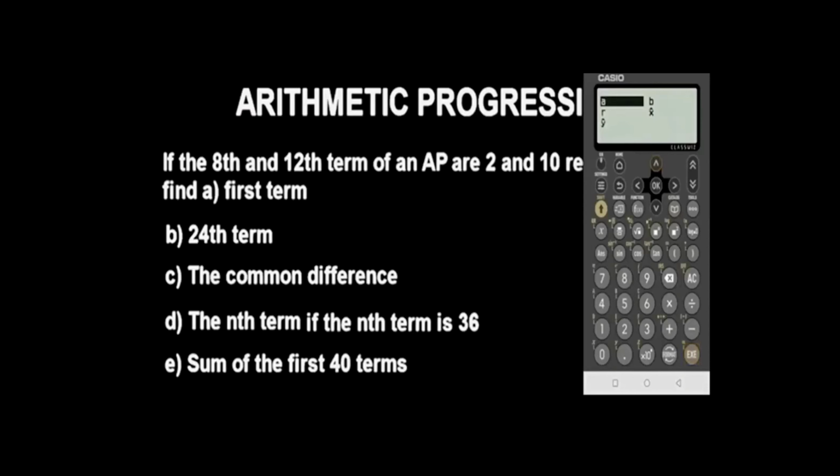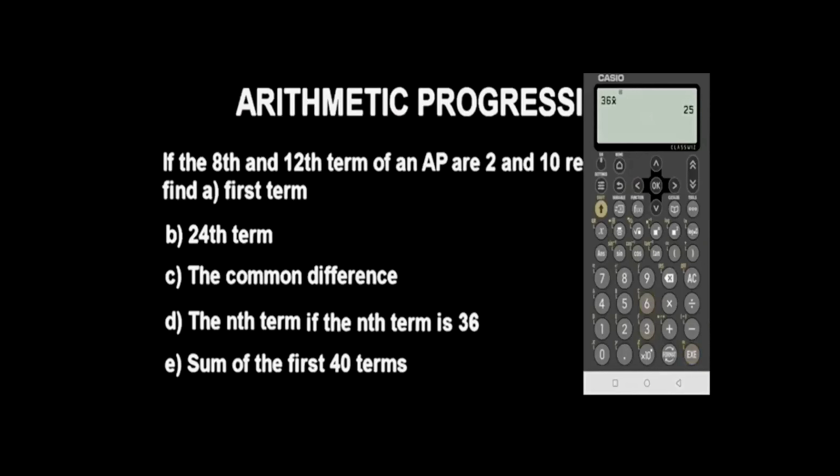Now for the nth term, this is what I used to find the nth term. You go for this option here, this one. Alright, this is for the nth term, press execute. So we have to find the nth term. If the nth term is 36, press 36, execute. It's as simple as this.